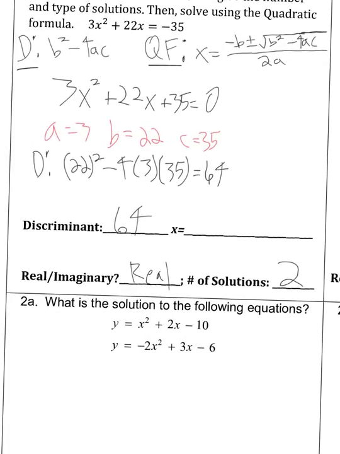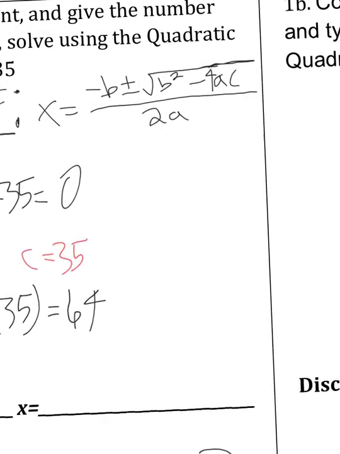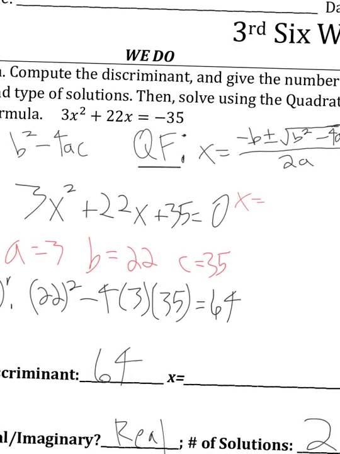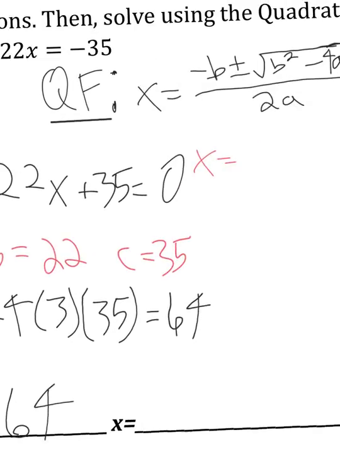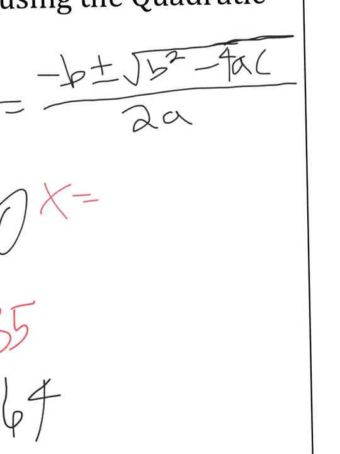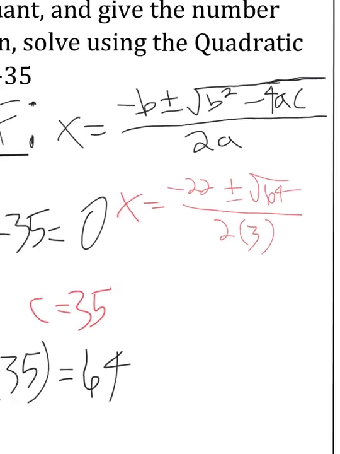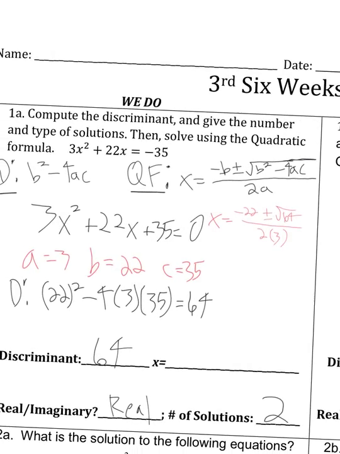I hope you've been writing small, because now you need to do the quadratic formula. So x equals negative b. Let's look at b again. It was 22, so I'm going to write negative 22 plus or minus the square root of 64, all over 2a, and a was 3. Okay, so let's simplify what we can simplify.